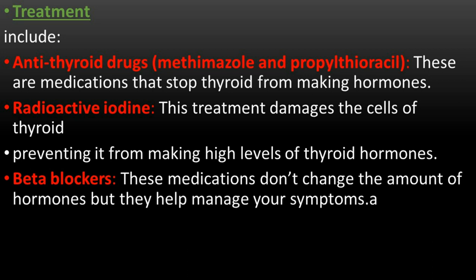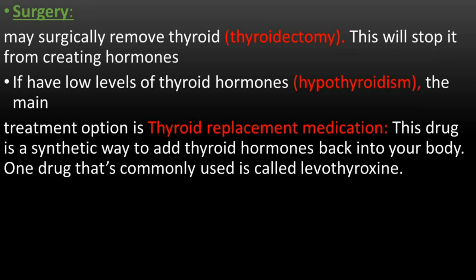These are medications that stop the thyroid from making hormones. Radioactive iodine, this treatment damages the cells of the thyroid, preventing it from making high levels of thyroid hormones. Beta blockers, these medications don't change the amount of hormones but they help manage your symptoms. Surgery. May surgically remove the thyroid, thyroidectomy. This will stop it from creating hormones.